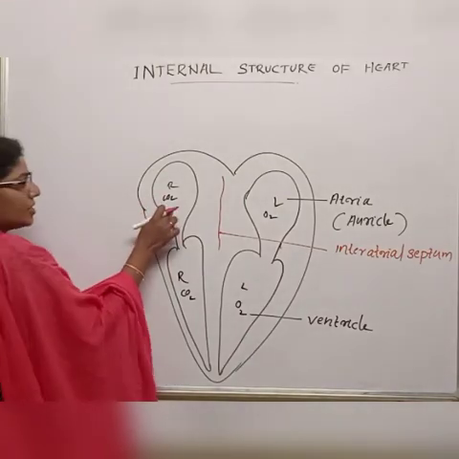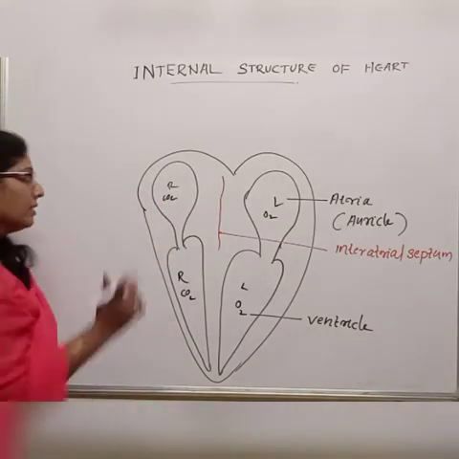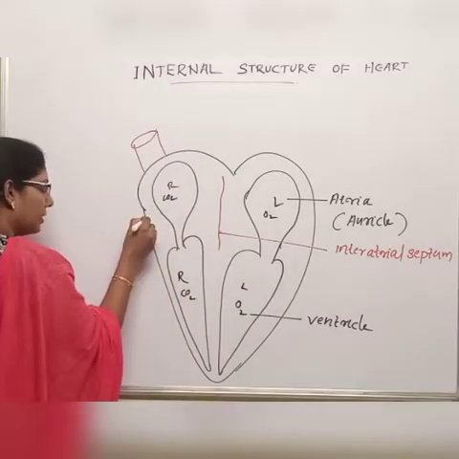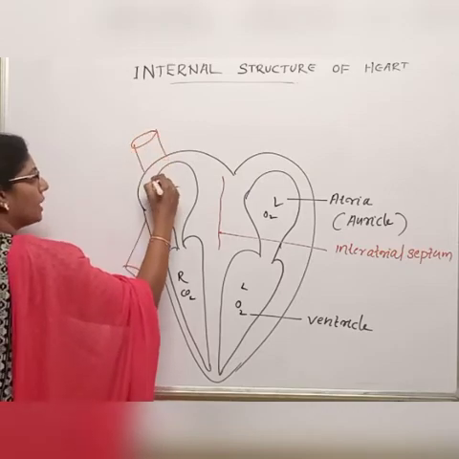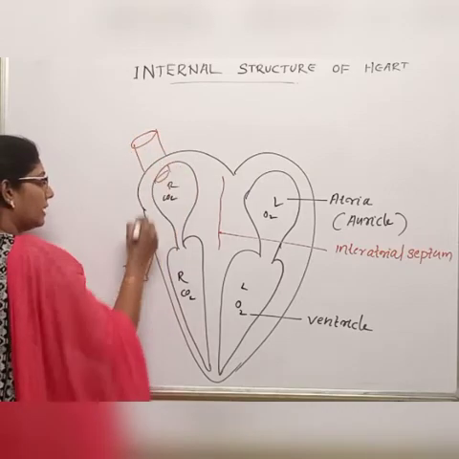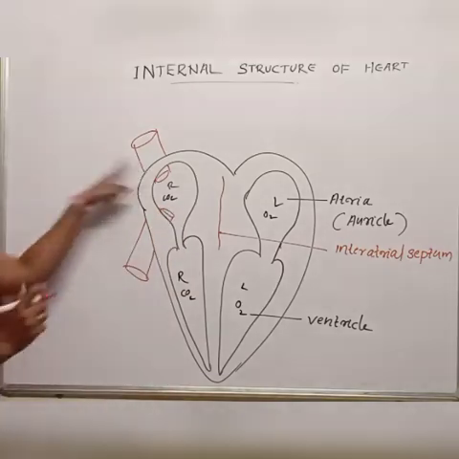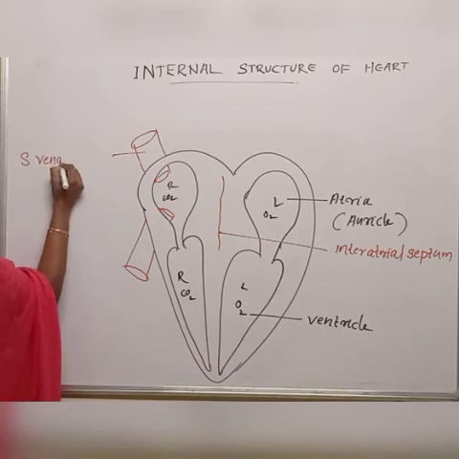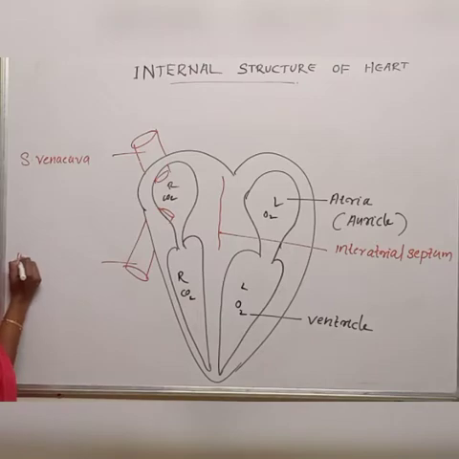This right atrium, we studied, is filled with carbon dioxide filled blood. It receives the carbon dioxide filled blood by two main blood vessels. The first one opens into the upper portion, and the other one opens into the lower portion of this atrium. So this is called the superior vena cava, and this lower one is called the inferior vena cava.